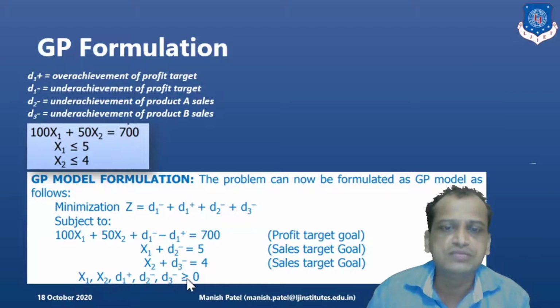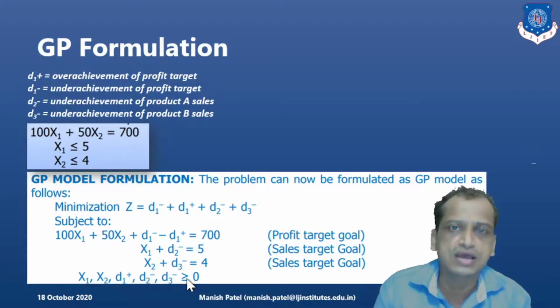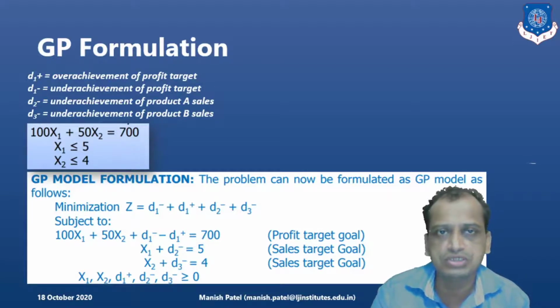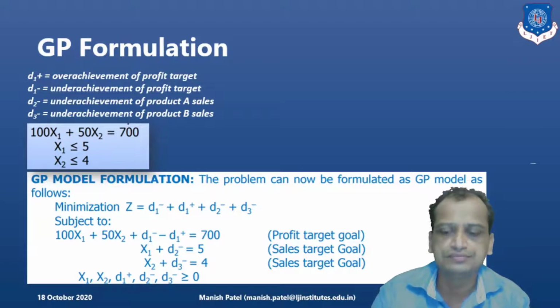All these variables are greater than or equal to 0, the same as the non-negativity constraints we derived in the linear programming problem. Now we have the equations available from the inequalities, so from now on we can easily solve the problem with the help of the simplex method. As always, we discussed in the linear programming problem, the same method we will apply here. We can extend this linear programming methodology to the goal programming problem as well.